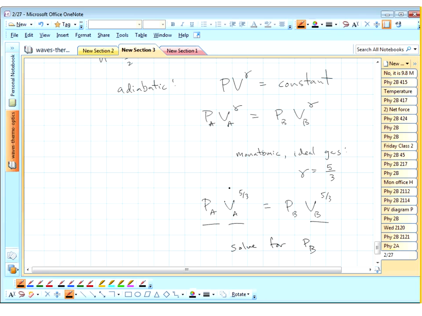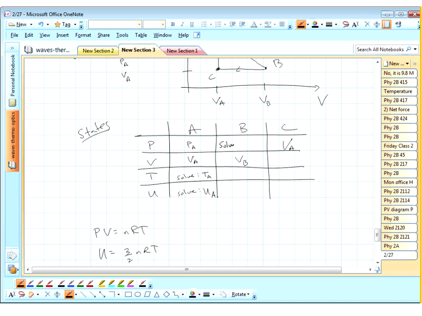Also, we can make a nice, well-insulated container so that as we heat the gas, the heat can't escape, and so the heat stays in. So we can create this. It's a process that we use. So we can solve and get the pressure at B.